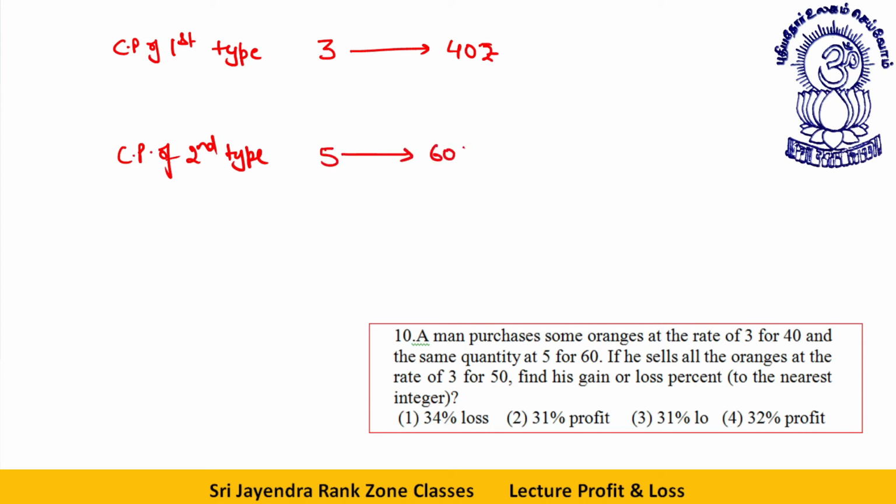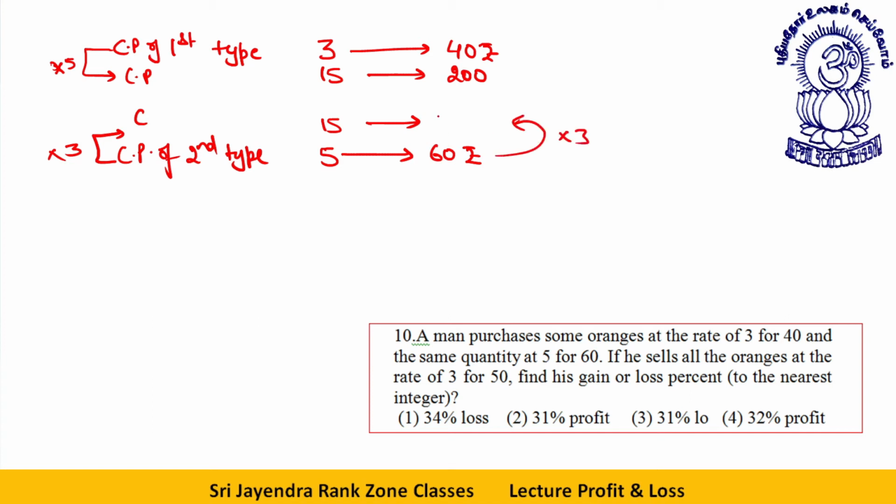5 for rupees 60. I need to take a number which is divisible by both of these. See, this is 3, this is 5. I'll multiply this by 3 and this by 5. If I multiply this by 5, I get 15, and 40 multiplied by 5 gives 200. I multiply this by 3, I get 15, and 60 multiplied by 3 becomes 180.